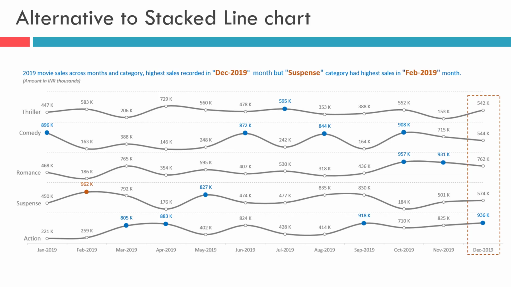Using this presentation, you can quickly gain a lot of insights. For example, action movies started the year with lower sales but then quickly picked up. In 7 out of 12 months, the sales were more than 8 lakh, that is 800,000.